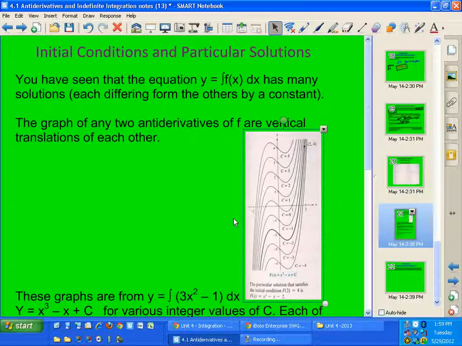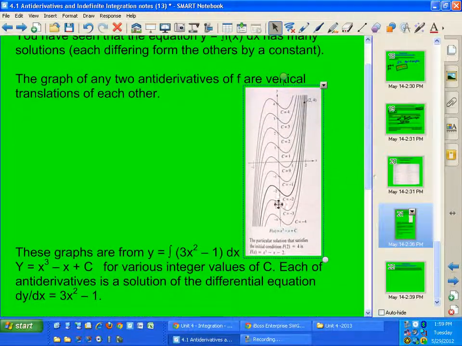That's where the constant comes up. So I give you this function down here. I'm asking you to do the integral of 3x squared minus 1 dx with respect to x. When I do the antiderivative, I get y equals x cubed minus x plus c.